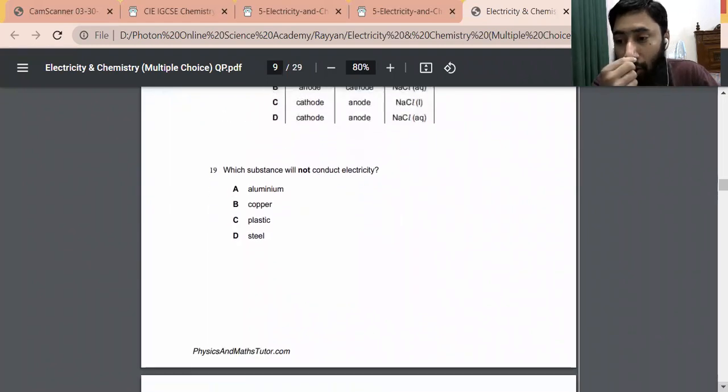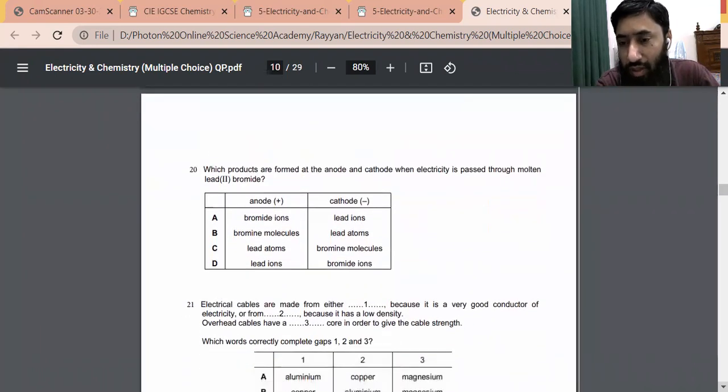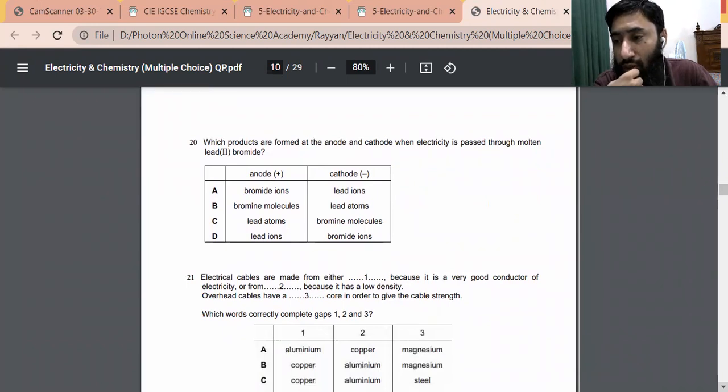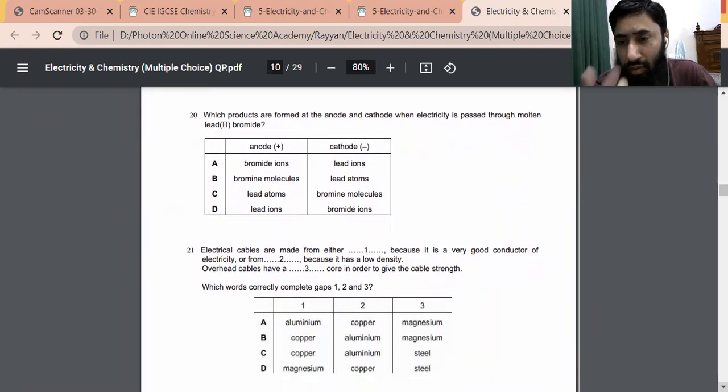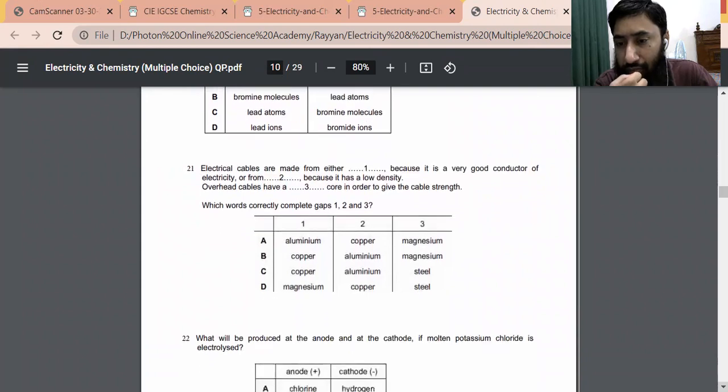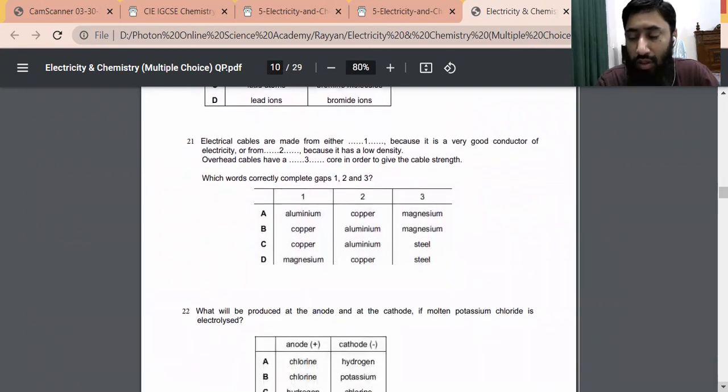Which substance will not conduct electricity? Remember, plastic is not connected. This is much quicker, very simple. Which products are formed at the anode and cathode when electricity is passed through molten lead bromide? This is again simple. Going towards question number 21.